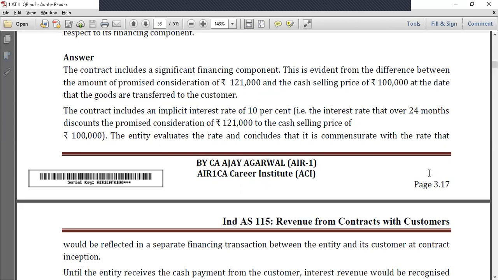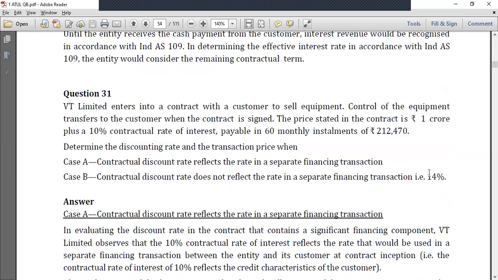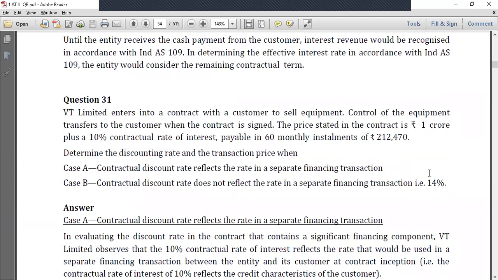See, 1,21,000, if you discount it for 24 months, you get 1 lakh. The entity is evaluating the 10% rate, and it is concluding that it is commensurate with the rate that would be reflected in a separate financing agreement between the entity and the customer. If there is a separate financing agreement, that would be the rate. Now, until the entity receives the cash payment from the customer, the interest revenue would be recognized in accordance with Ind AS 109. In determining the effective interest rate in accordance with Ind AS 109, the entity would consider the remaining contractual term. So it is like that.